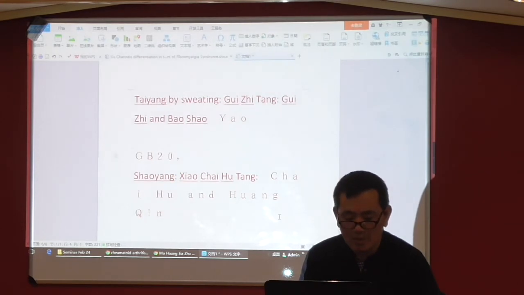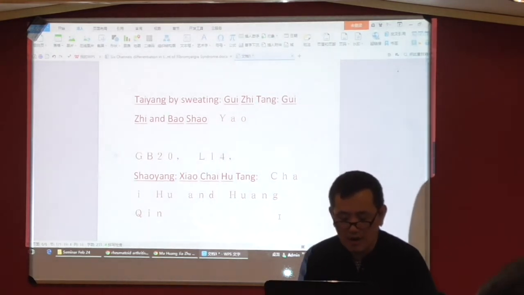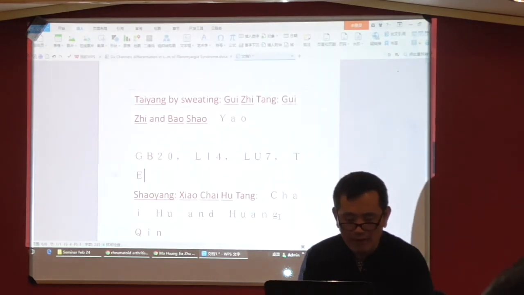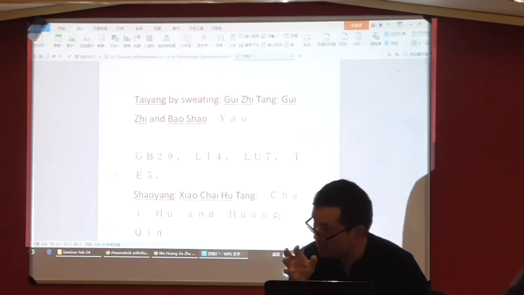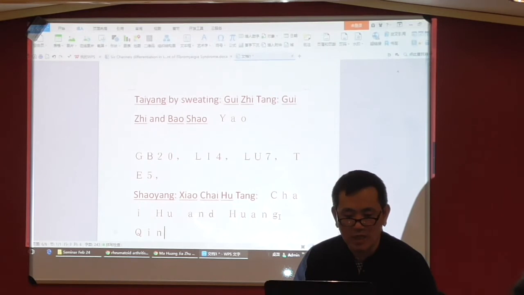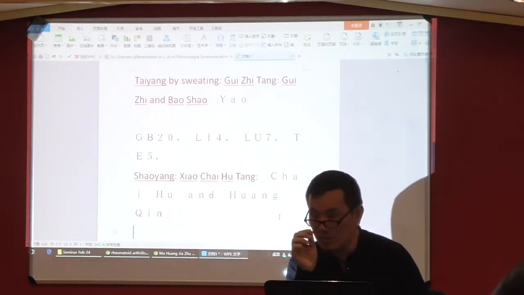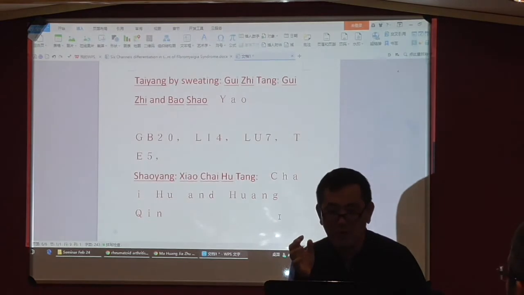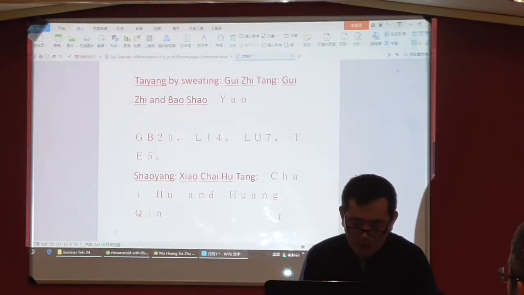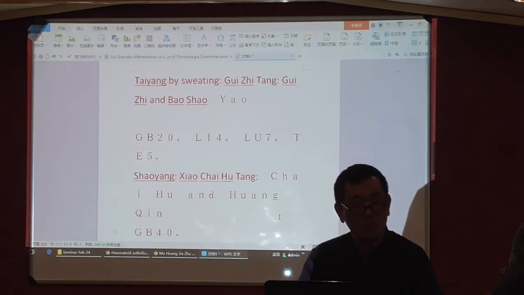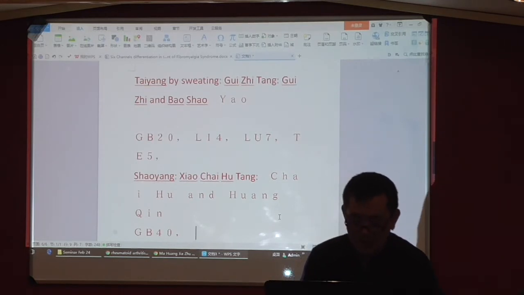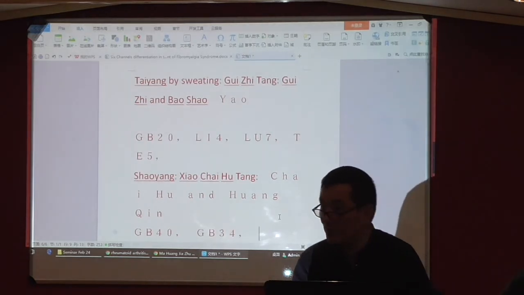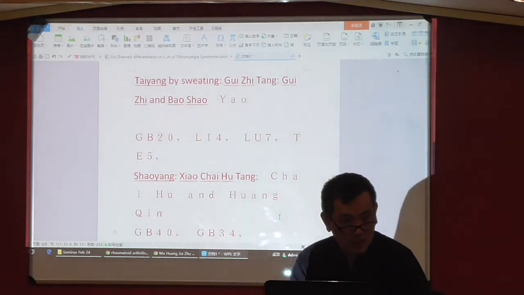Extra point, Governing Vessel 20, Large Intestine 4, Lung 7, Triple Warmer 5. They are marvelous points. Eliminate wind cold, put moxa. Right? Okay, Xiao Chai Hu Tang, Shaoyang. Pay attention. This moment, alternative chills. Okay, which point? Gallbladder 40. Gallbladder 40, what point is it? Yuan point. Gallbladder 34. He-sea point. And then still some points more.